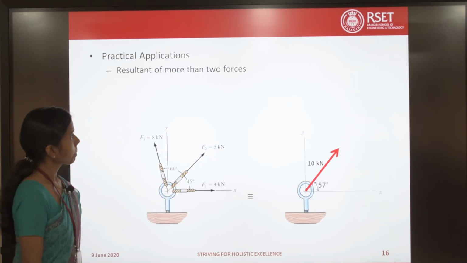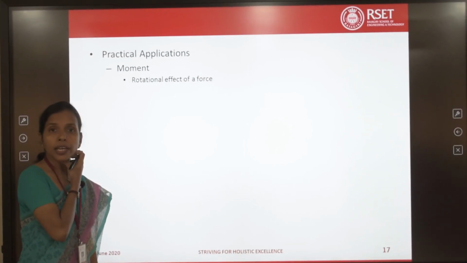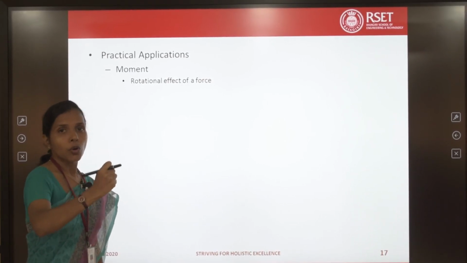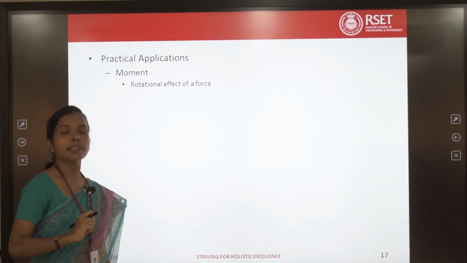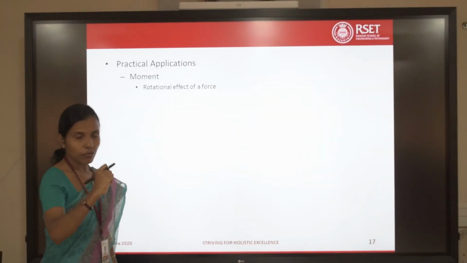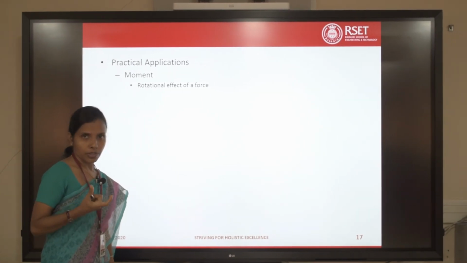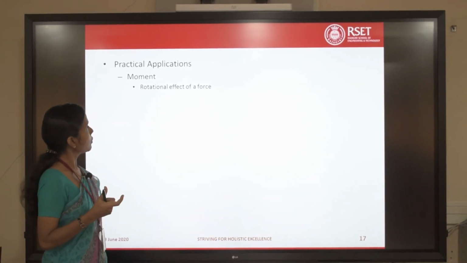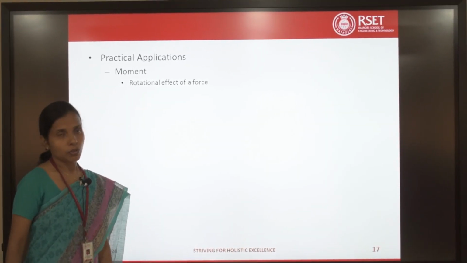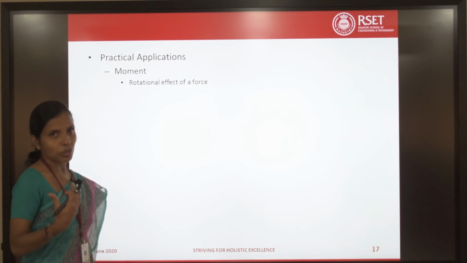Now, till now we saw the case wherein the effect of the force was either to push the body or pull the body, which we call the translatory effect. Translation, the translatory effect of the force. The force has another effect, which is the rotational effect, and the rotational effect is defined by the term called moment. So, moment quantifies the rotational effect of the force.